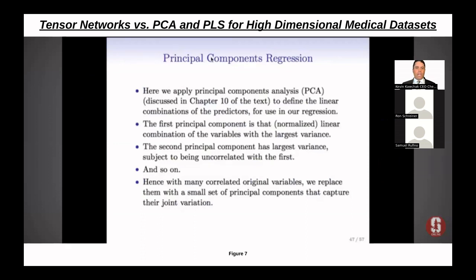Now, this is actually a Stanford lecture here, and it goes over some important points to define. Basically, the first principal component is the normalized linear combination of the variables with the largest variance, okay? If you gain anything from this lecture, gain that. The second component has less variance, the third component less variance. People have done these with huge data sets and even 3D principal component analysis. So instead of many correlated original variables, we can replace them with a small set of principal components.